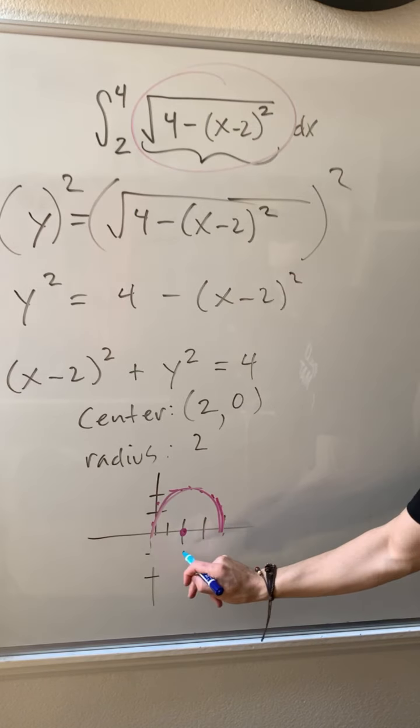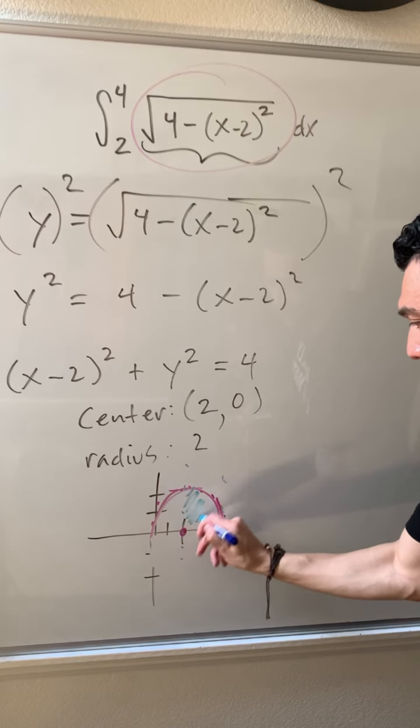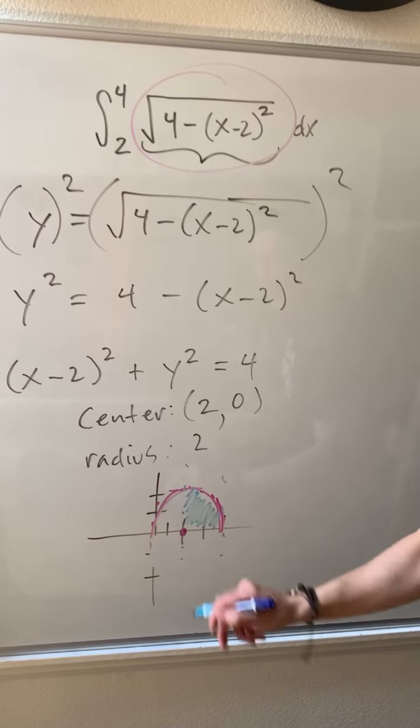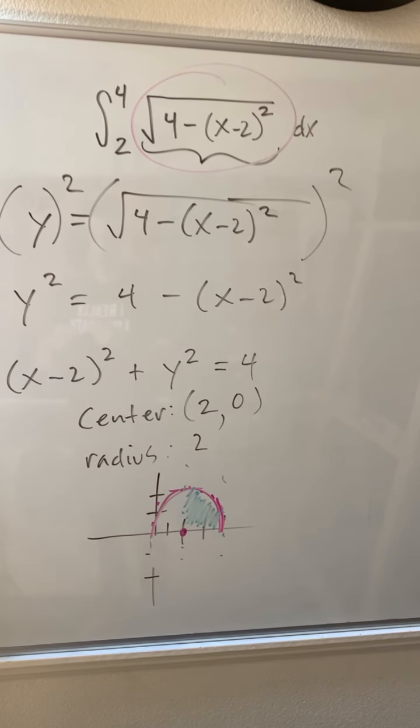So here's 2, and here's 4. So we're gonna integrate, this is what we want. That blue region, which actually happens to be a quarter of the original circle. So what I plan to do is find the area of the regular circle and then just divide it by 4 because we're looking at 1/4 of a regular circle.